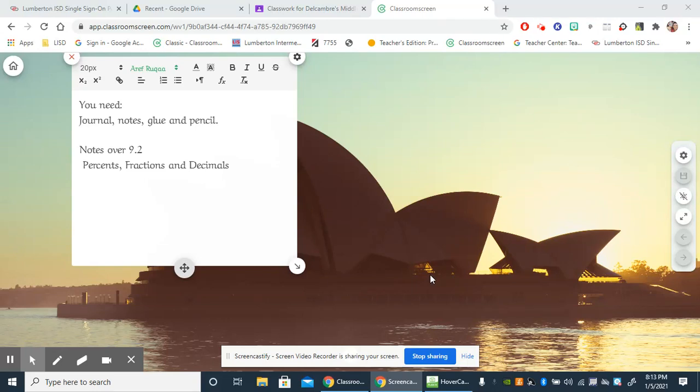So here is a rundown for lesson 9.2, fraction decimal percent. You need your journal, your notes on 9.2, glue, and a pencil, and scissors also, because we're going to cut our notes apart and do two different sections. Okay, so here we go.